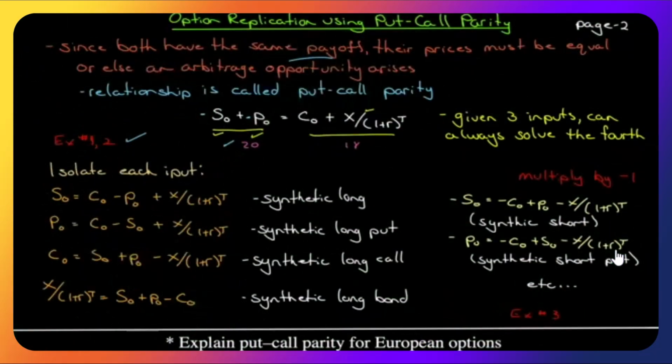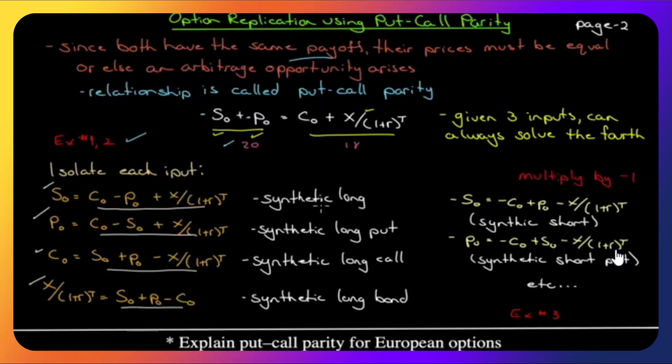Okay, let's get algebra out now, and let's isolate each of the terms on one side. So here's the stock, here's the put, here's the call, and here is the long risk-free bond. And if we want to replicate the stock, there it is. If we want to replicate the put, there it is. We want to replicate the call, there it is. And if we want to replicate a risk-free bond, there it is.